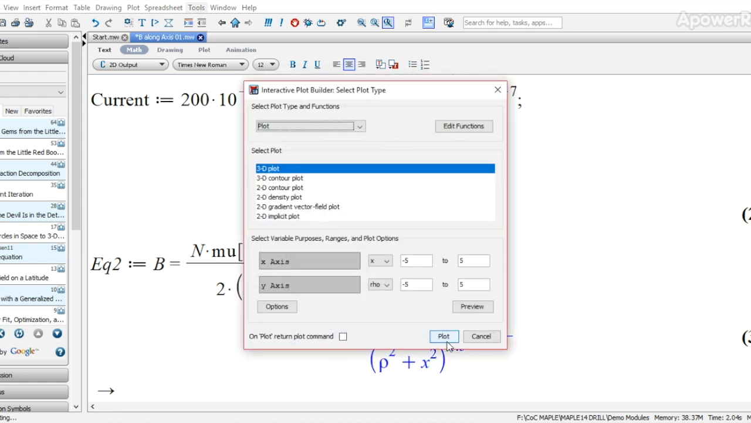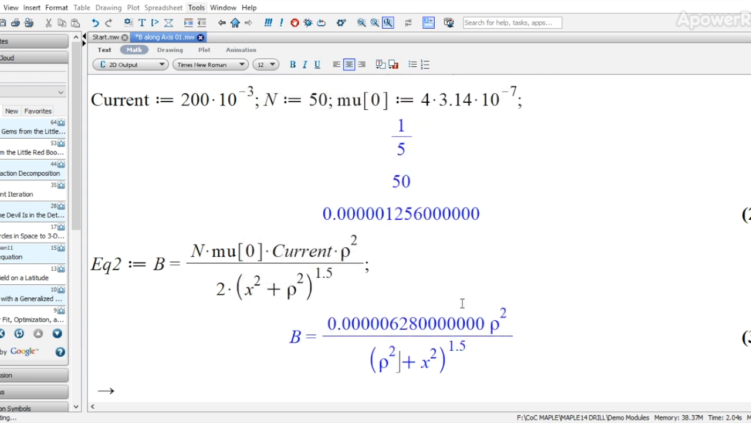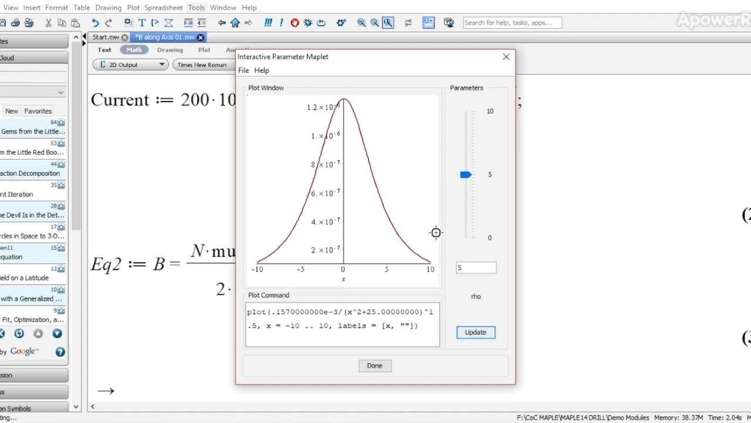Okay. Now we want a plot with one interactive parameter. So this is selected. X runs from -10 to +10, and the value of rho we can prefer from 0 meters to 10 meters. And now we can preview the plot. Now here we have a slider variable where the half value, it has automatically selected, that is 5 meters radius coil.